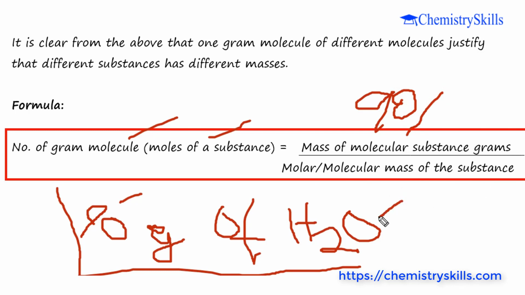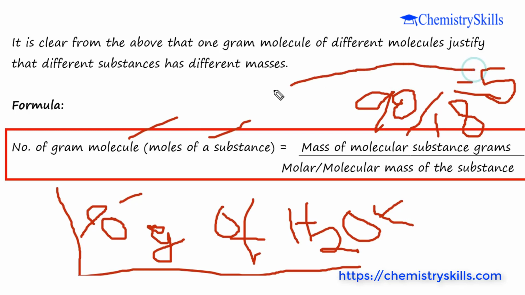What is our substance? Our substance is water. Now what's its molar mass? We just learned that it is 18. So 90 will be divided by 18, and if I use my mind math, it will become equal to 5 moles. 5 moles of water in 90 grams of water. Isn't it simple, guys? Hopefully you got the idea.